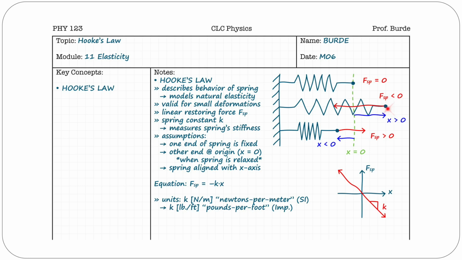Notice that if the position is positive, then a positive times a negative gives us a negative force, a force pointing to the left. If the position is negative, that means that the spring has been compressed, and a negative times a negative gives us a positive value of the force. The force pushes back to the right. So this negative sign here indicates the restoring force, the fact that the spring is pushing back towards its equilibrium point.